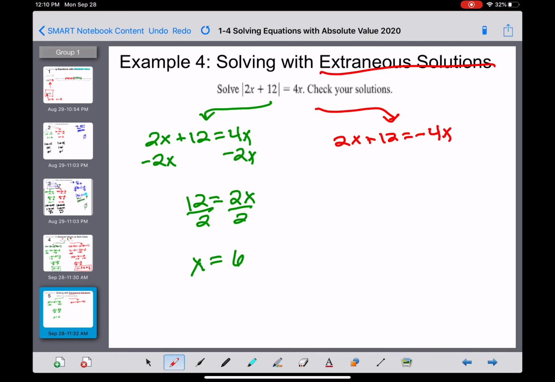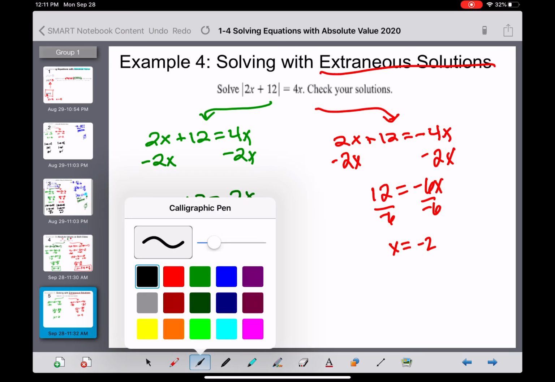I'm going to solve for my negative side. So I subtract 2x from both sides. That leaves me with 12 is equal to negative 6x. I divide by negative 6, so my second possible solution is negative 2.